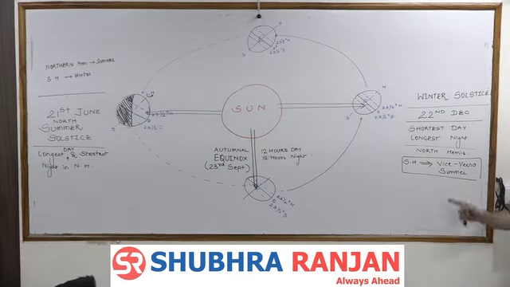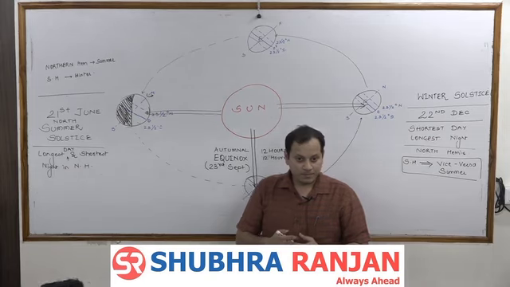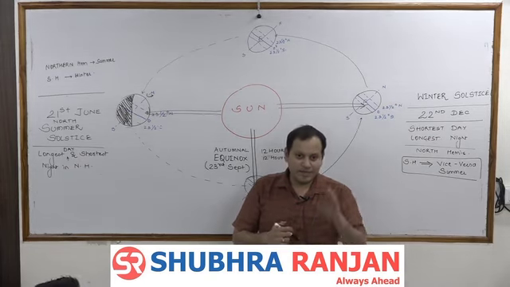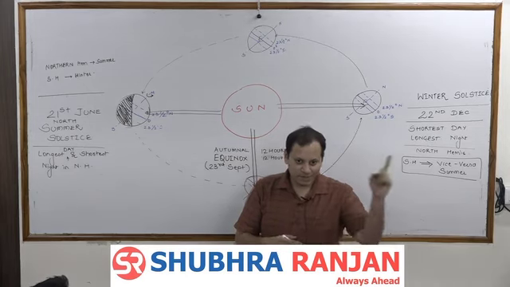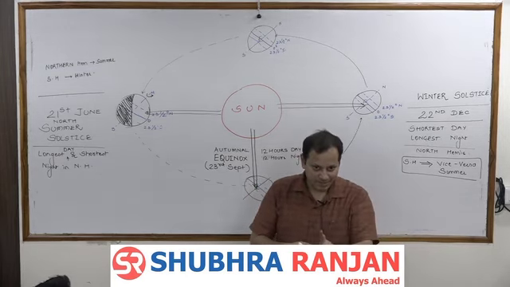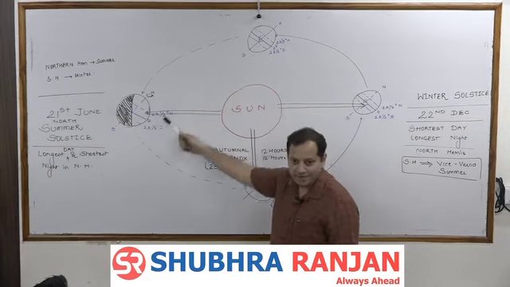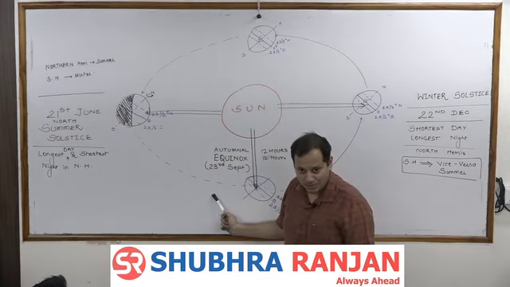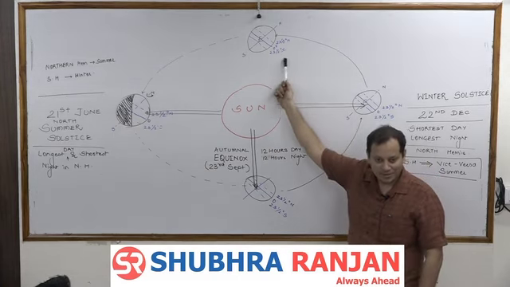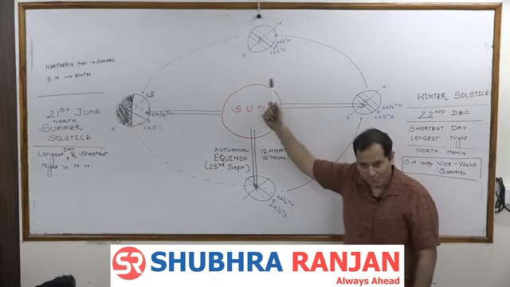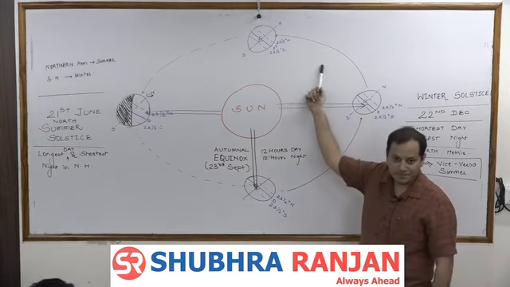Understanding this? One day, a 24-hour day. Out of that 24 hours, 12 hours day, 12 hours night. After that, the entire 24 hours is day in the North Pole. The entire 24 hours is night time in the North Pole. South Pole, night and day.